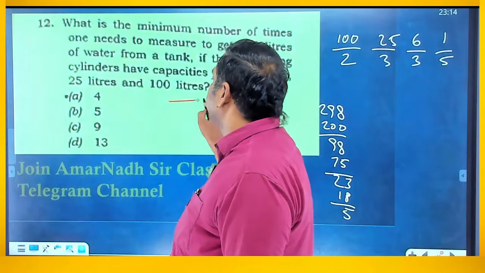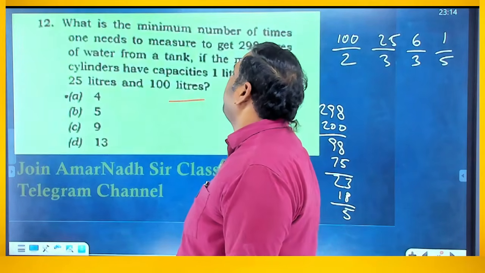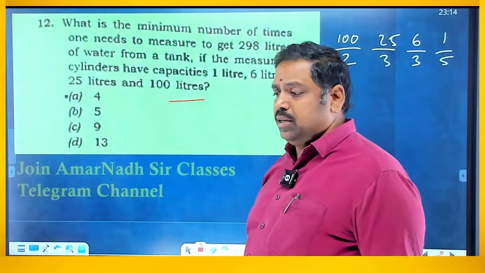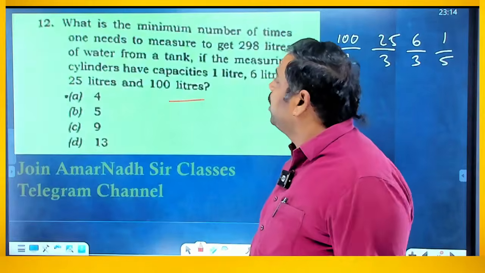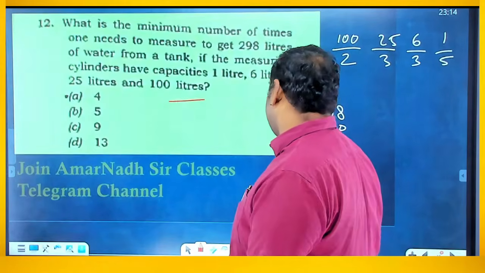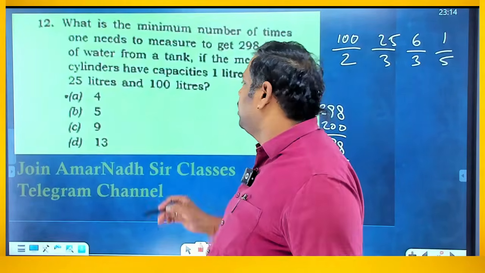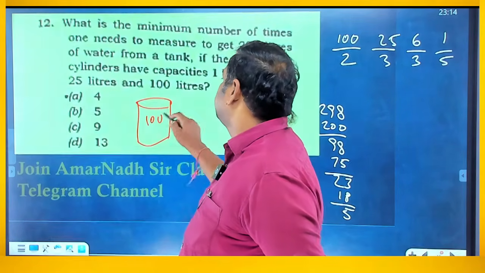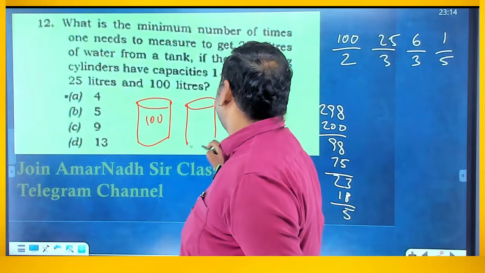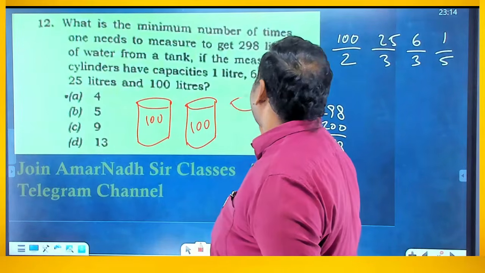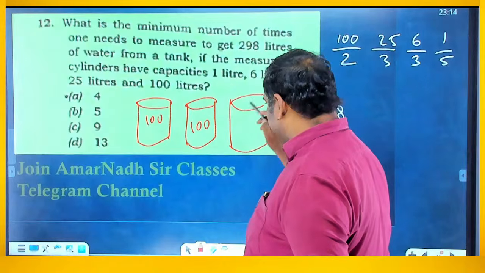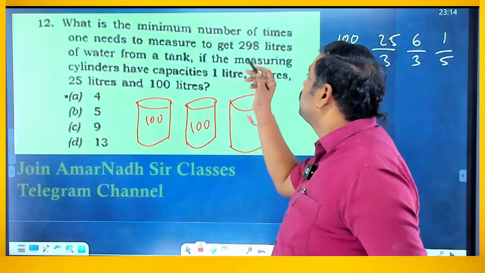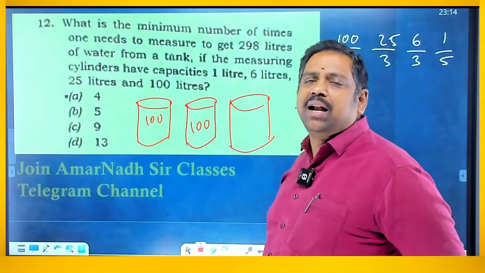Let us imagine this is 398 liters, right? I'm using small cans. Good. I'm taking a 100 liter can. Fine, 100 liters. Another 100 liter can. Fine, 100 liters. Another 100 liter can. Okay, fine. But if you use this, then you are measuring 300 liters, but I want to measure only 298, right? Wait, I have a plan B.